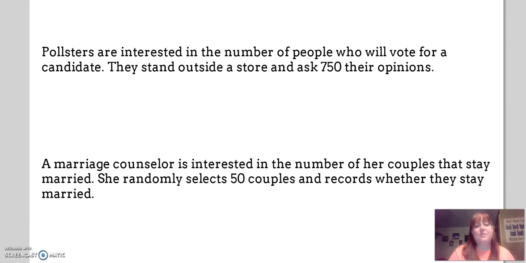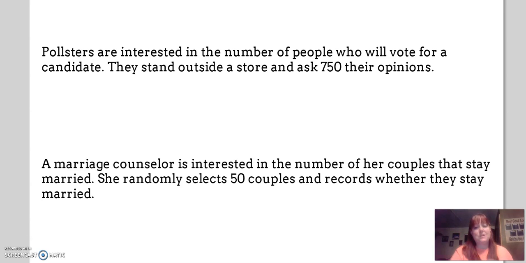This one would be for the pollsters and asking if they are going to vote for a candidate. That would just be a simple yes or no. I know it seems silly that there's only two answers, but that's the way it is. It's like either you're going to vote for them or you're not. But that's still a variable because it does vary person to person. We're collecting data on it.